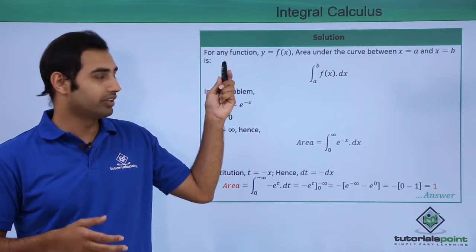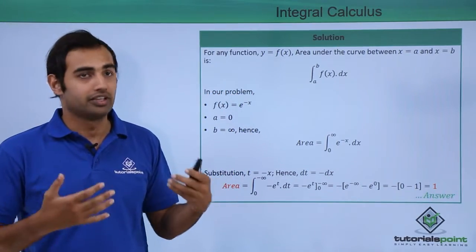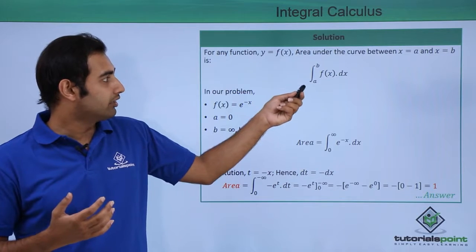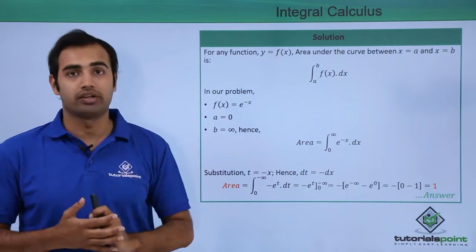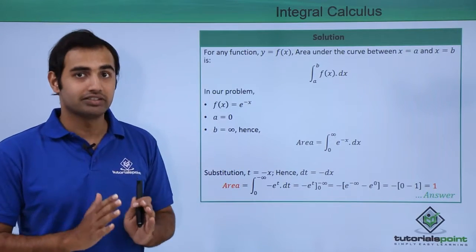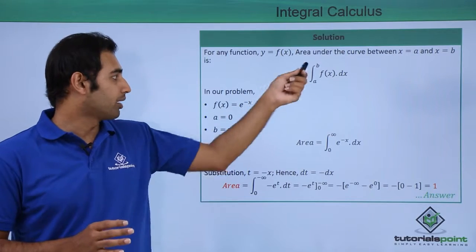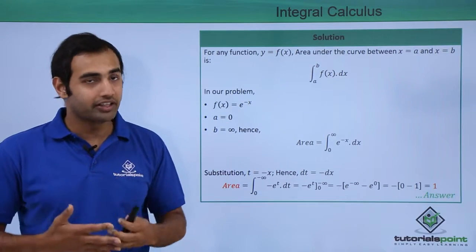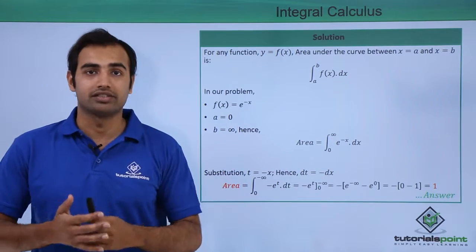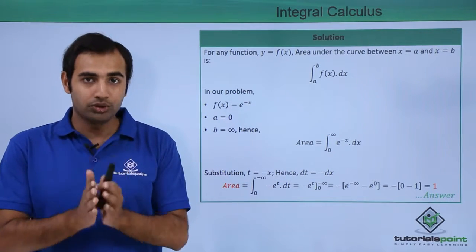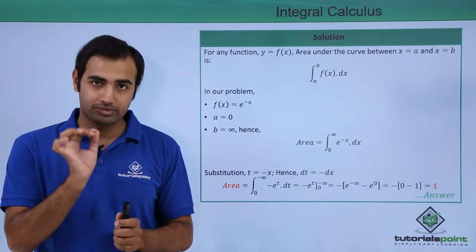I know the concept of integral calculus tells me the area under the curve of a function y is equal to f(x) can simply be given by the integral from a to b of f(x) dx, where a is the lower limit and b is the upper limit. Now, for our case, we have f(x) as e raised to power minus x, lower limit as 0 and upper limit as infinity. So, our integral turns into the integral from 0 to infinity of e raised to power minus x dx. We don't know any direct formula that helps us integrate this, so we will carry out a small substitution.